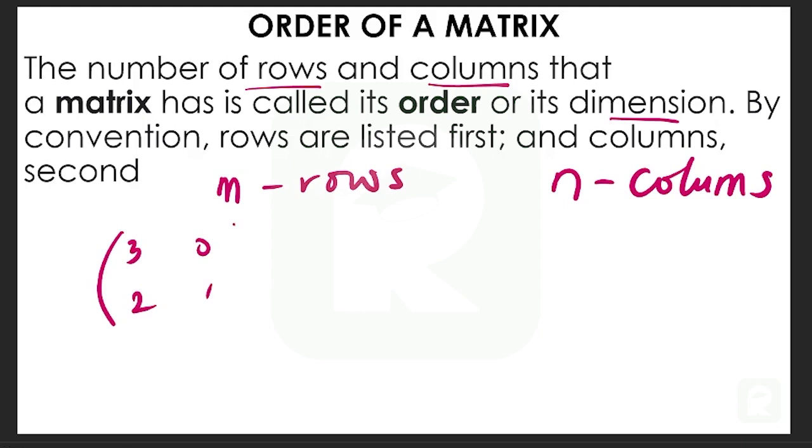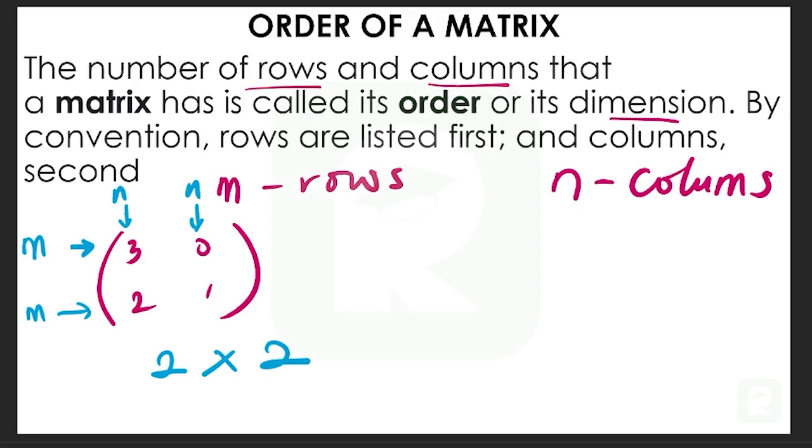Let's say you have 3 2 0 1. So how many rows do we have here? This is a row. Row M, so there are two rows. So this is two, and then there are how many columns? N columns, so two as well. So this is a 2x2 matrix. This matrix is a 2x2.